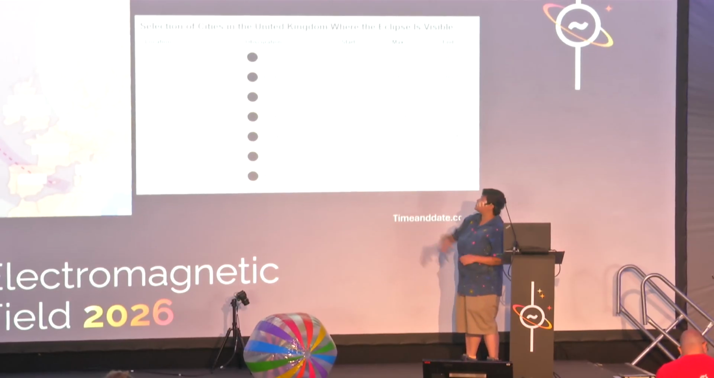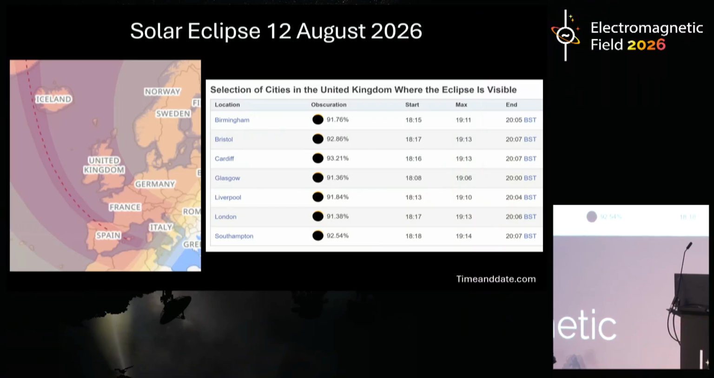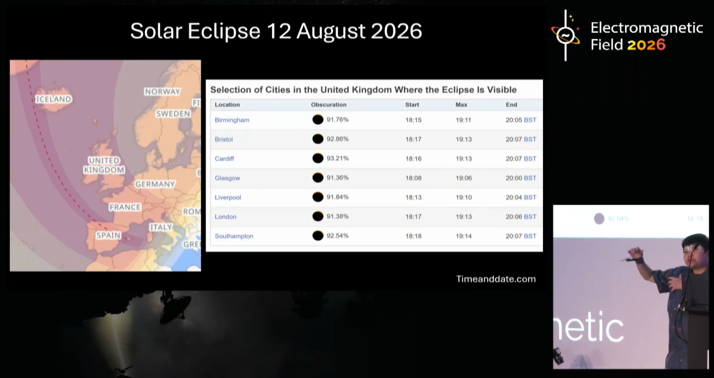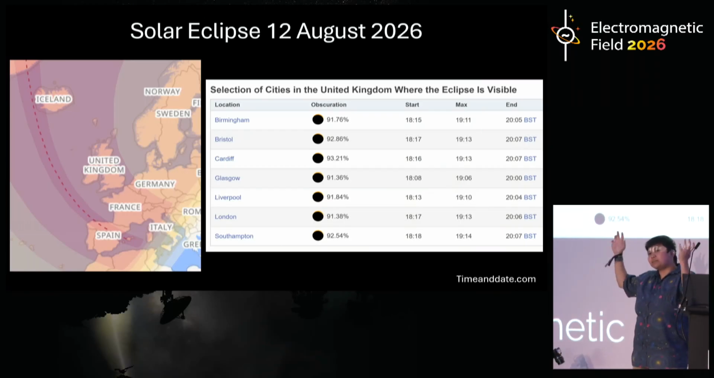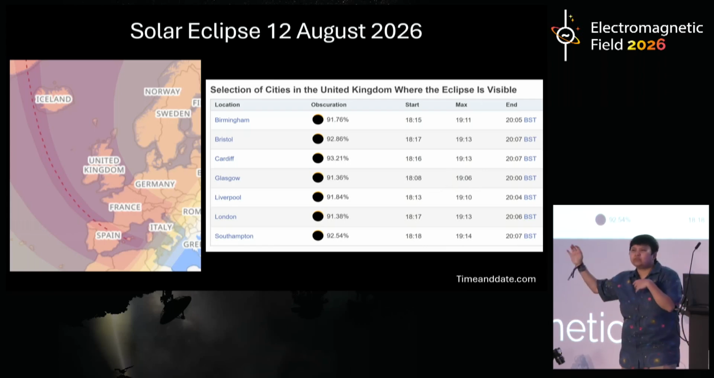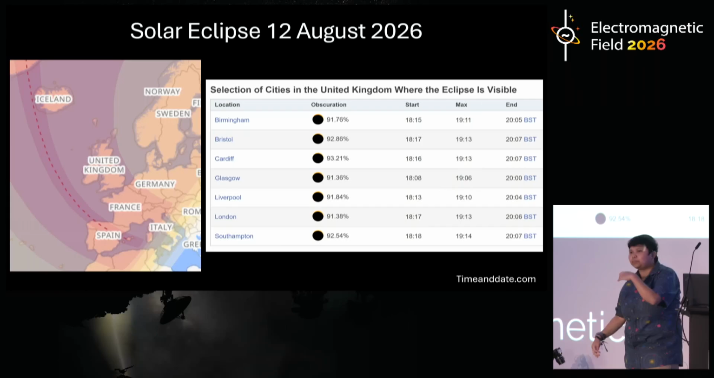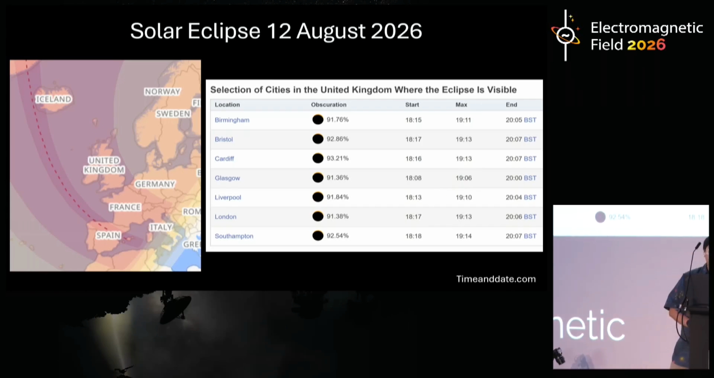But it's somewhere around 90%. And it'll start at about 6 p.m. and finish at about 8 p.m. So if you want to go out and see it, make sure you're somewhere up high, maybe up on a hill, with a clear horizon, because the sun will be quite low. It will almost set, and so you don't want tall trees or buildings in your way.